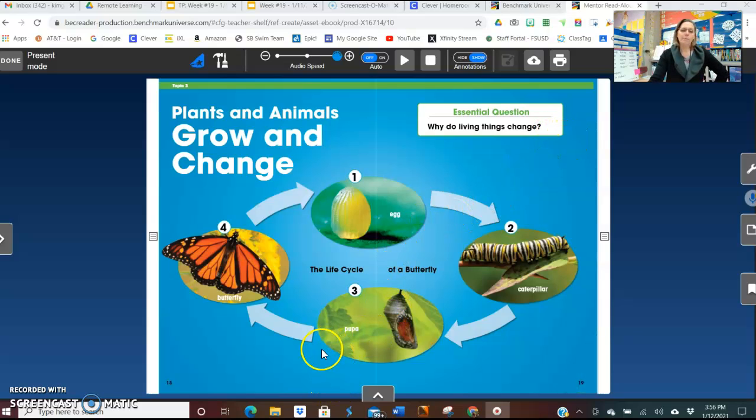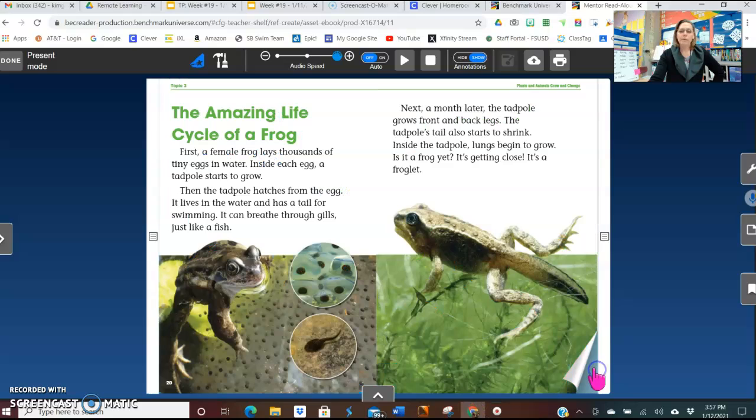So yesterday we read that text about the amazing butterfly. And you can see here we have another diagram on the beginning of this little theme page that shows us the life cycle of the butterfly. Today we are going to read about another life cycle of a different animal. It is called The Amazing Life Cycle of a Frog.